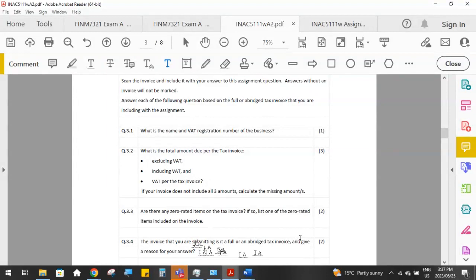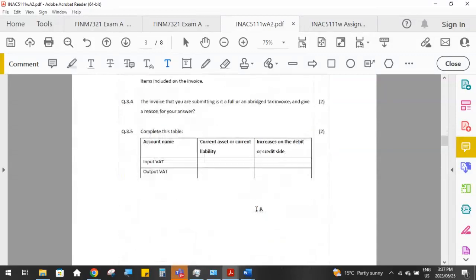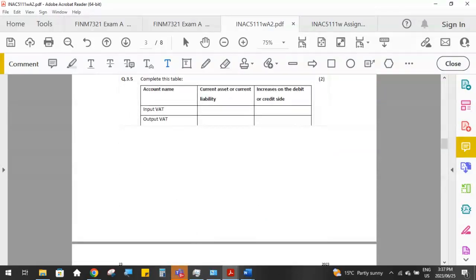Some companies, their computerized systems just automatically print out full invoices, and they do get that information from the customer at the time of the sale to fill in on their computer program. Okay, so these answers here would depend entirely on what the invoice was that you prepared. Then 3.5, most of you got these correct. There were very, very few students that didn't get this.